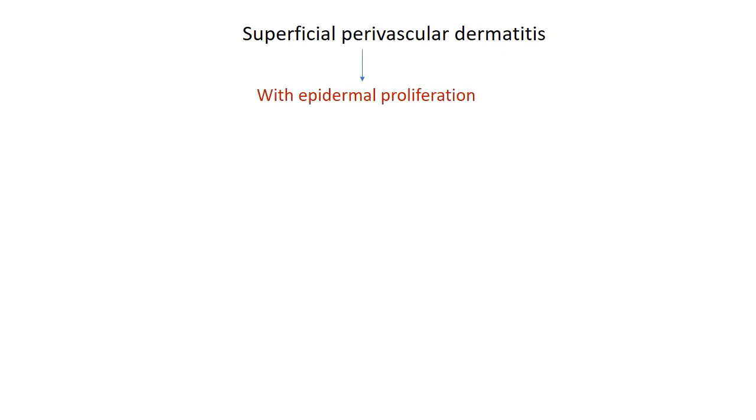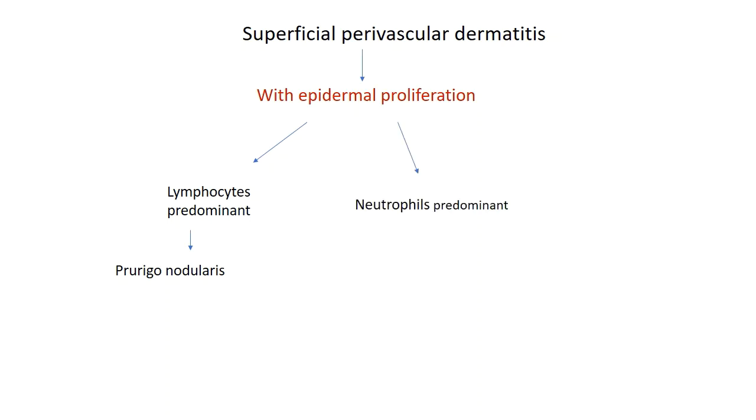Next is superficial perivascular dermatitis. If it is associated with irregular epidermal proliferation and the lymphocytes are the predominant inflammatory cell, it favors prurigo nodularis, or the neutrophils are the predominant cell population in case of impetigo contagiosa.